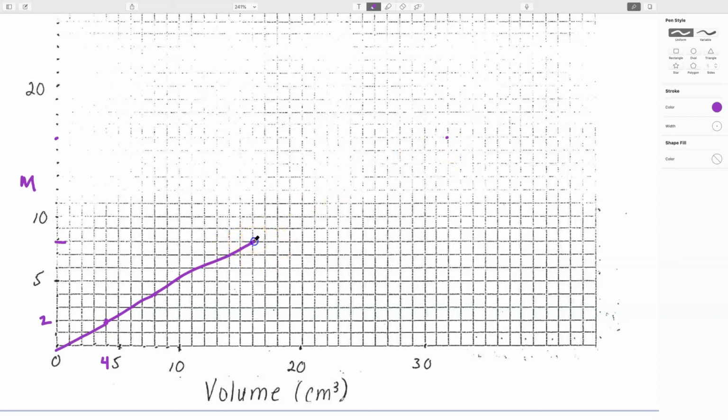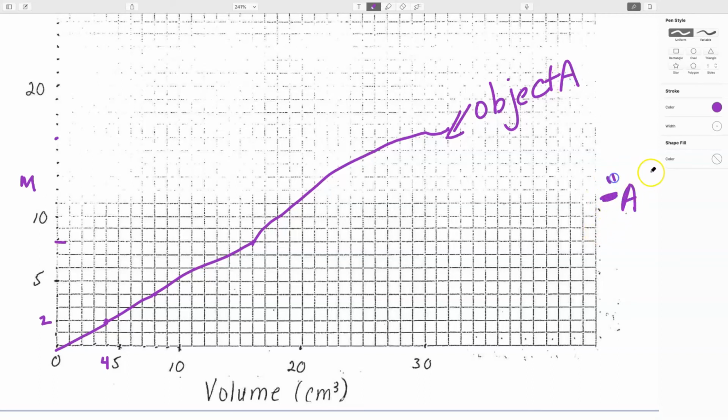Let's see if I can use my pen instead of my cursor. But you're going to connect in. Obviously, it's a straight line. When you're done, if you don't have colored pencils, you could just label it object A. If you have colored pencils, you can make a little key and just say this is object A. And then you go to object B.